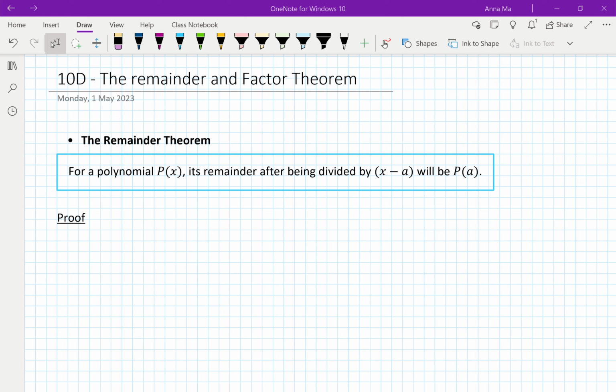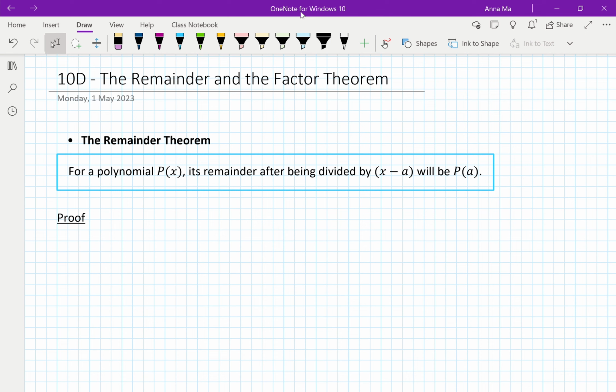Hello Year 11, welcome to the fourth lesson for exercise 10D, the remainder and the factor theorem. Why have I not capitalized this? The remainder and the factor theorem.